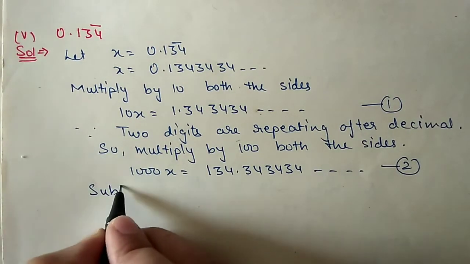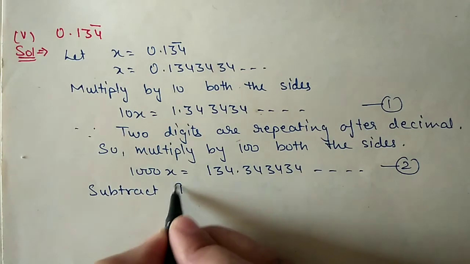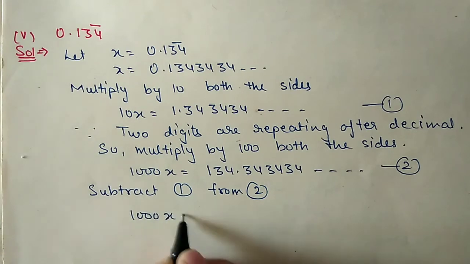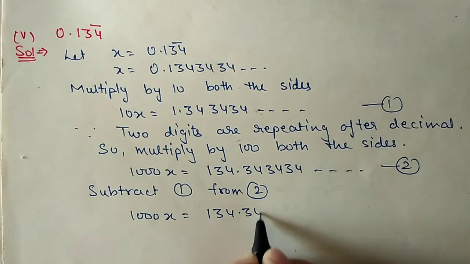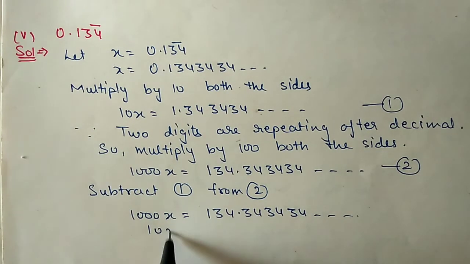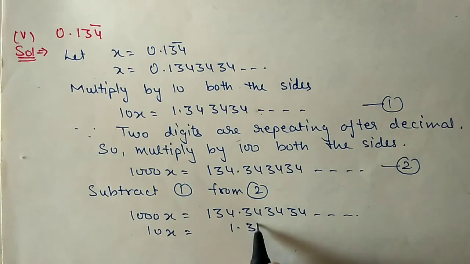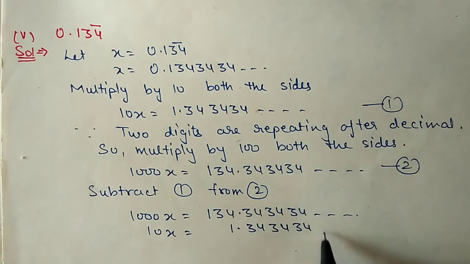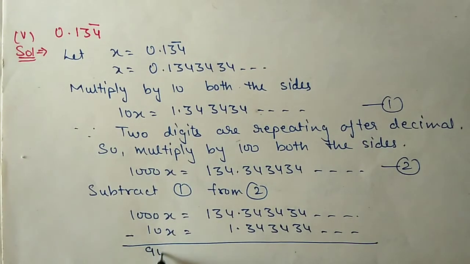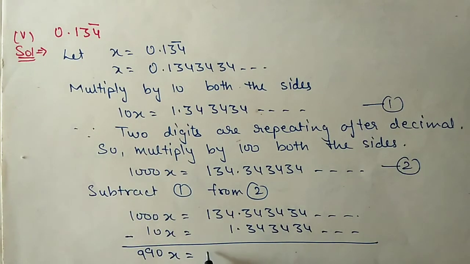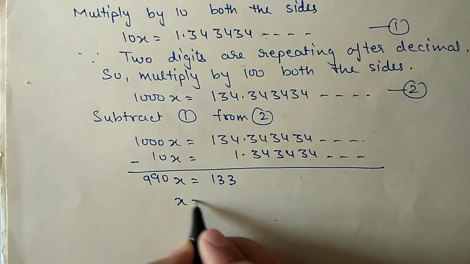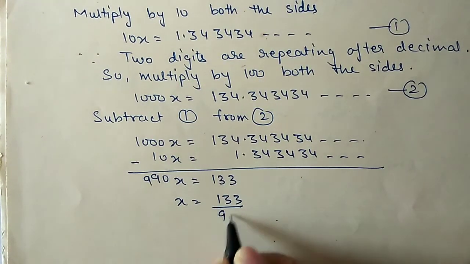Subtract the first one from the second value. We will get 1000x is equal to 134.343434 up to infinity, and 10x is equal to 1.343434 up to infinity. After subtraction we will get here 990x is equal to 133, or we can write x is equal to 133 by 990.